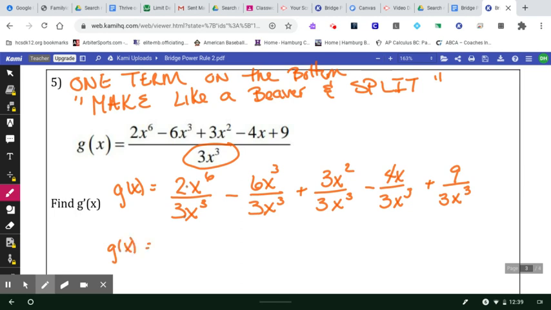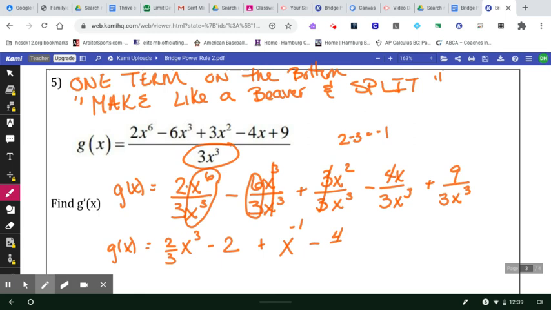So 2/3, I can't really simplify, so I'm going to leave that as 2/3. And when I divide, I subtract exponents. So I'm going to get 2/3 x to the third because 6 minus 3 is 3. Minus 6 divided by 3 is 2. And x cubed divided by x cubed divide out. Plus 3 divided by 3 is 1. And x squared over x cubed, if I subtract 2 minus 3, that gets me a negative 1. So I get x to the negative 1.